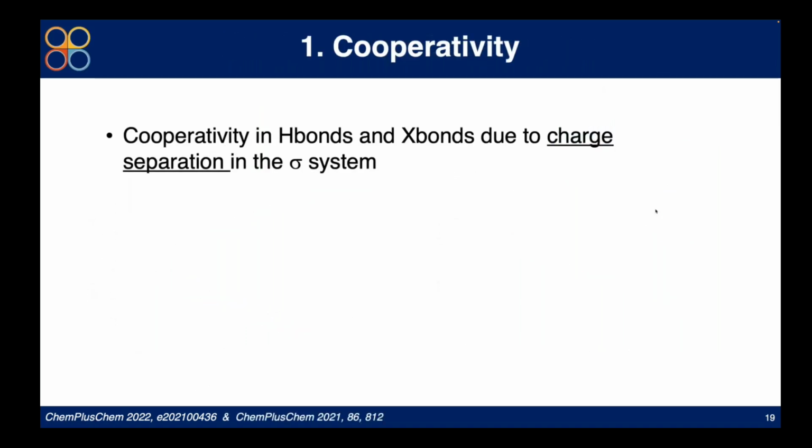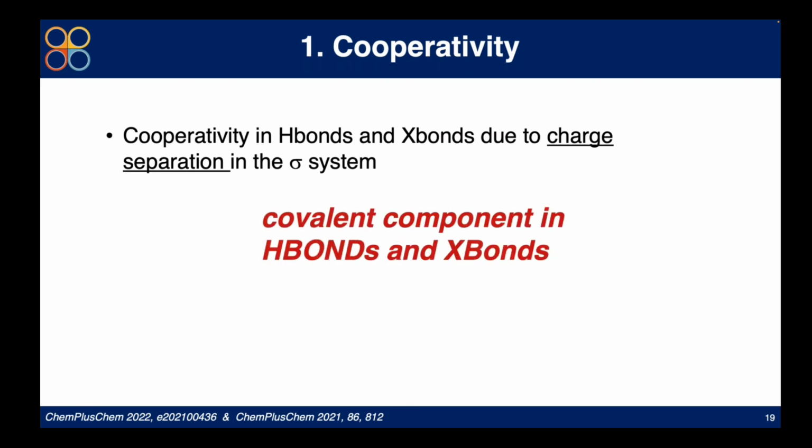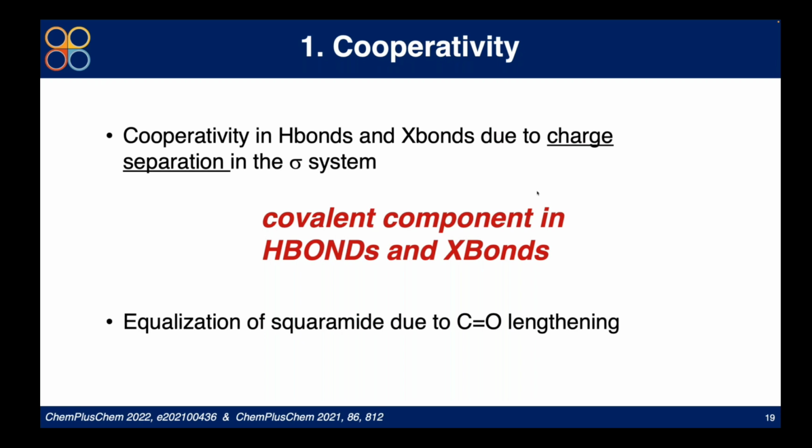So what we know from cooperativity in hydrogen bonds and X bonds is that this cooperativity is due to the charge separation in the sigma system, the covalent component actually of the H bond and the X bonds, and the equalization of the squaramide is due to the CO lengthening. So we can really pinpoint that it's due to having less Pauli repulsion.